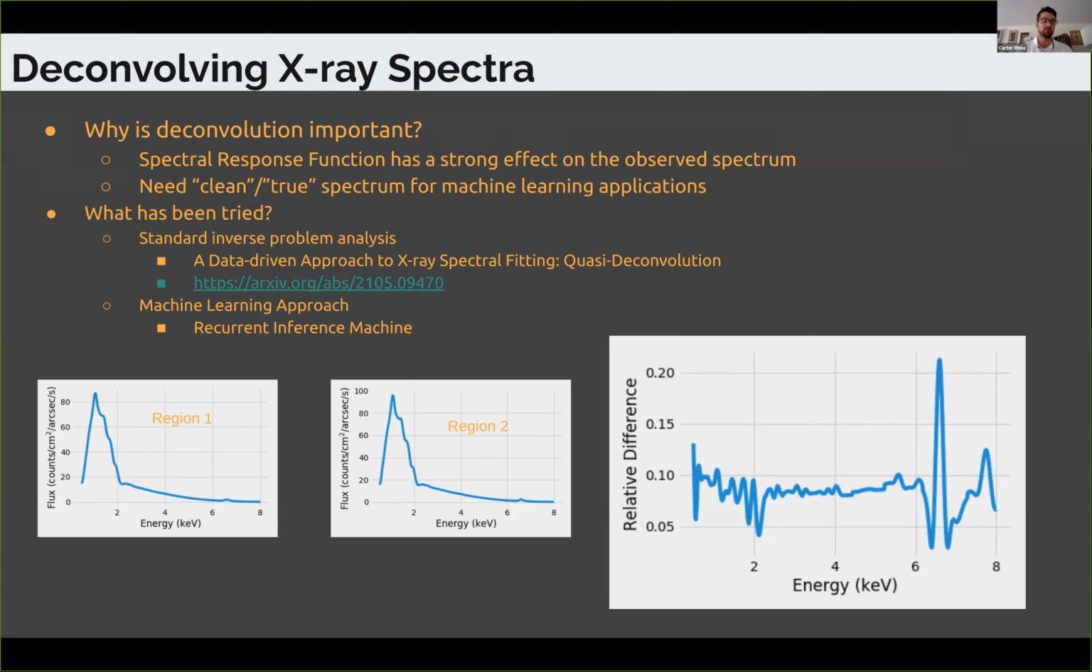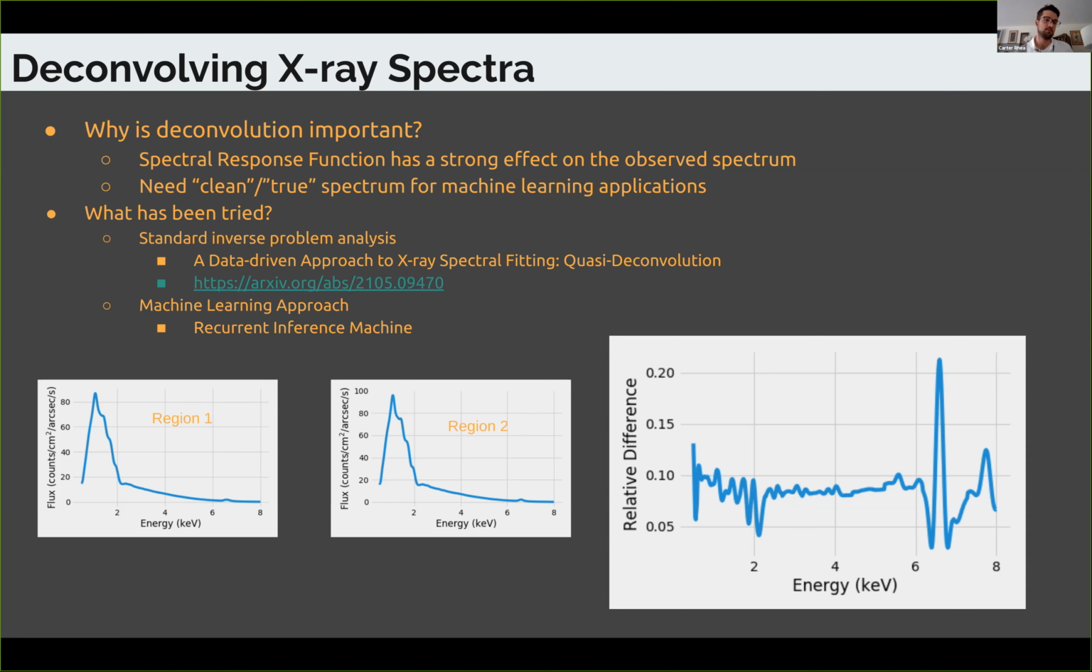So why is deconvolution important in the first place? Why do we even care about this response matrix? Well, we know our spectral response function has a really strong effect on the observed spectrum. And for machine learning applications, as I mentioned, we want that clean or true spectrum. Here I've taken the response matrices from two random regions from a random observation from the Chandra archive, and using the same underlying thermal component, plotted what the X-ray spectrum would look like. By eye, these two don't look too different, but if you look at the relative difference between these two spectra, you notice that the response matrix really is having a strong impact on what we observe. So this is an indication that the response matrix really is important.